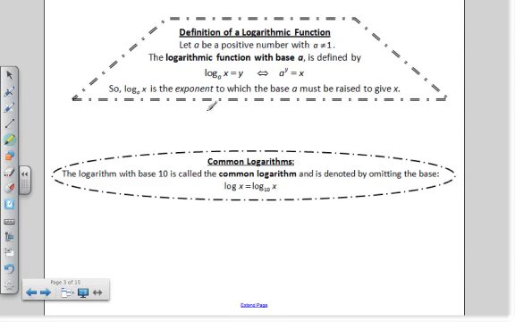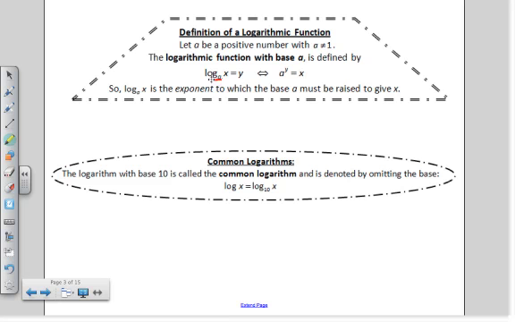So the definition of a logarithmic function says, let a be a positive number not equal to 1, and a logarithm function with a base of a. Look how that a hangs off. It's the base. It's in the basement. If we read this sentence, log base a of x is y, this means that a, the base, is now the base of my exponent y, and that's going to give us x.